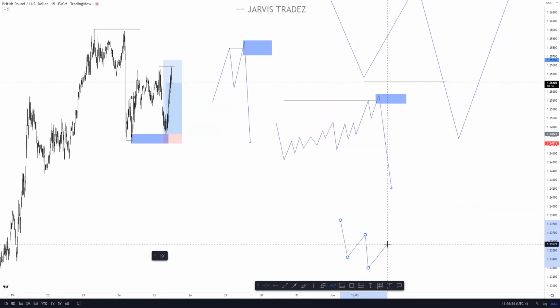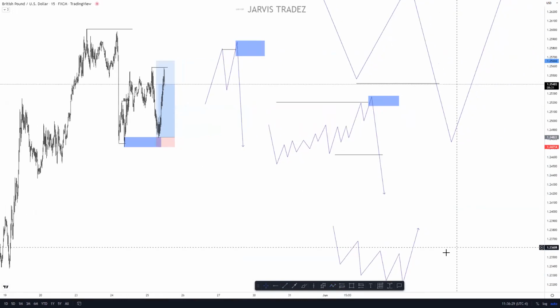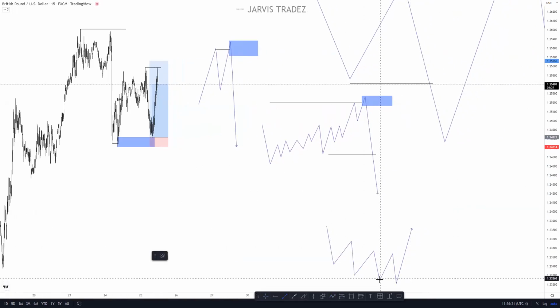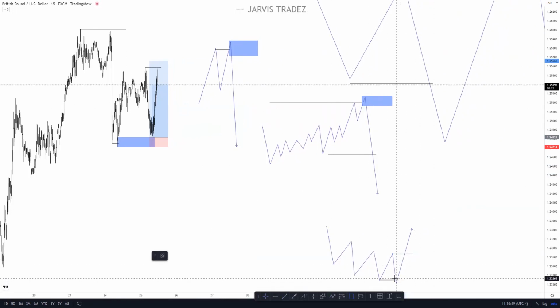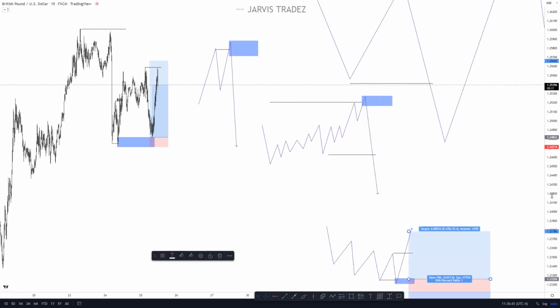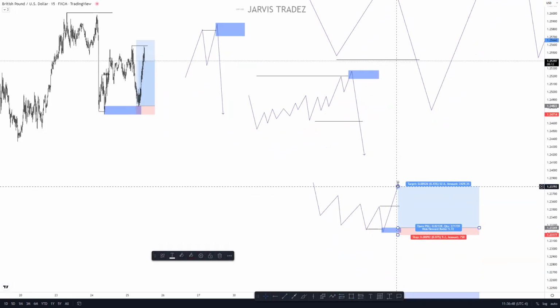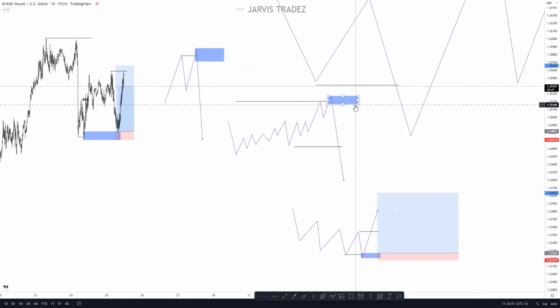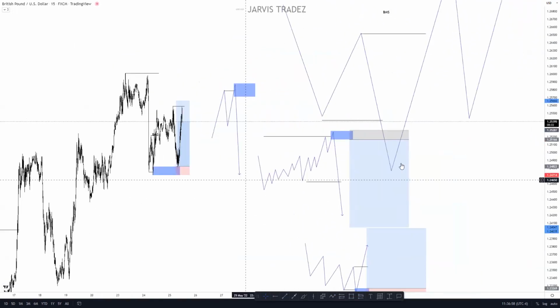Same thing for the buys. Price making lower low, lower highs, lower low, lower highs, lower low, lower highs, then low and high. So we have a stop hunt here and BMS towards the upside. So this will be our buy. So we will look for buys here, targeting the highs, and we will look for sells here, targeting the lows. So that's how it works.